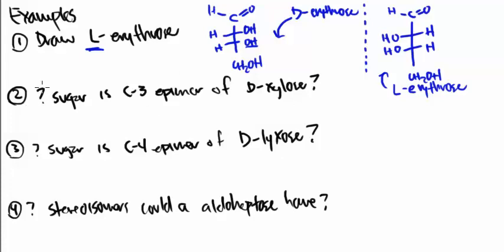Okay, so number 2 says, what sugar is the C3 epimer of D-xylose?